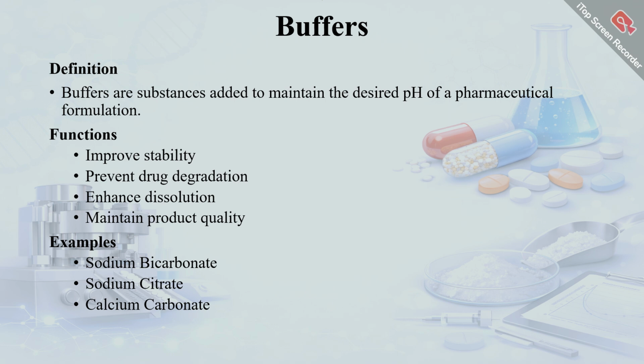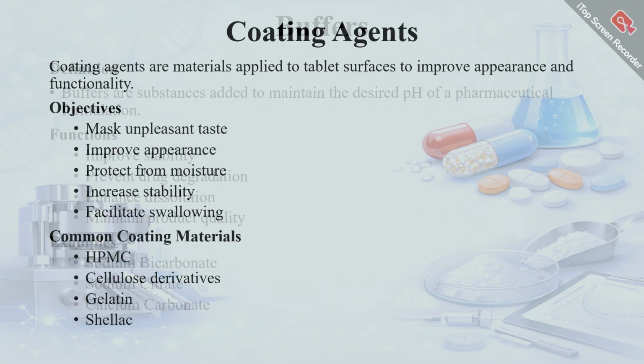Next, buffers. Generally, we know why we use buffers. Buffers are used for maintaining pH, so that the tablet pH is compatible with the human body. Whenever the tablet is slightly acidic or alkaline, in such cases we use buffers to maintain a neutral pH. Buffers are substances added to maintain the desired pH of the pharmaceutical formulation. These improve stability, prevent drug degradation, enhance dissolution, and maintain product quality. Examples of these buffers are sodium bicarbonate, sodium citrate, calcium carbonate.